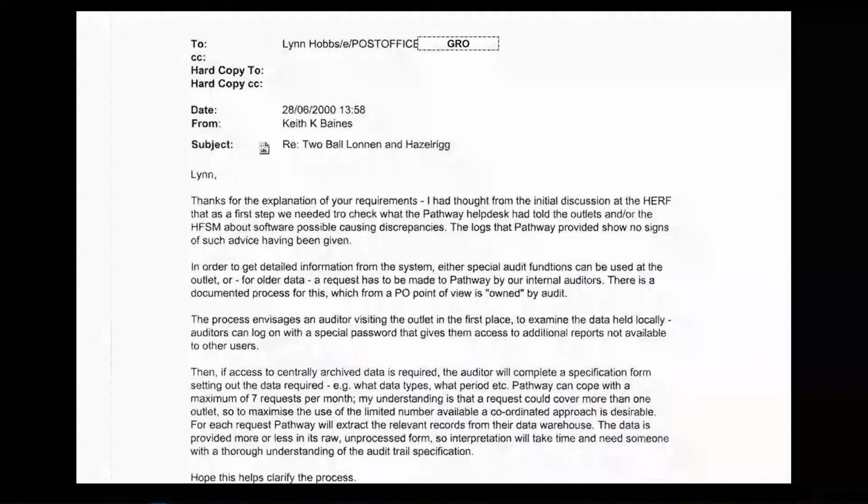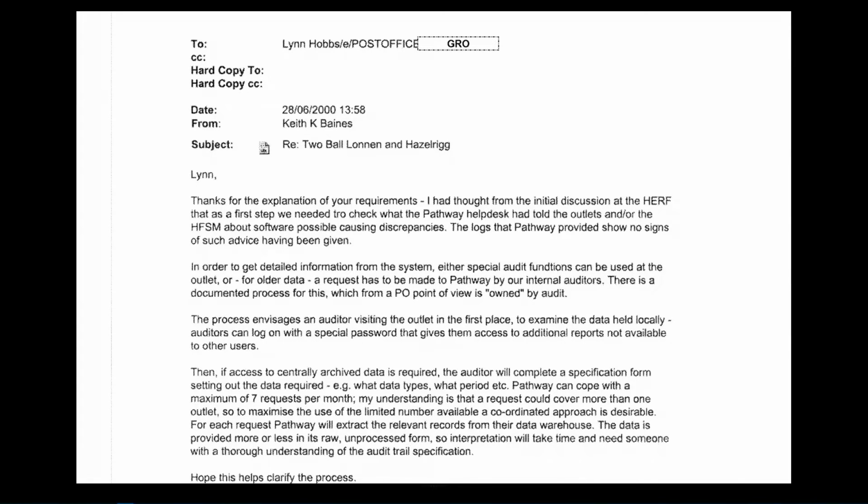And then the third paragraph, he says, then if access to centrally archived data is required, the auditor will complete a specification form setting out the data required, e.g. what data types, what period, etc. Pathway can cope with a maximum of 7 requests per month. My understanding is that a request could cover more than one outlet, so to maximise the use of the limited number available, a coordinated approach is desirable. For each request, Pathway will extract the relevant records from their data warehouse.